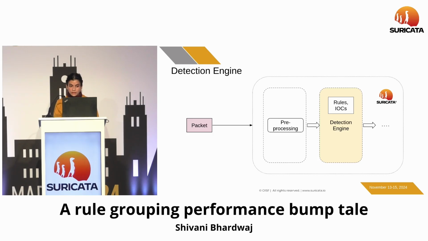So from a very brief and far overview, this is how the detection engine would go. A packet comes to Suricata. There is some pre-processing that happens to the packet. The packet goes to the detection engine where it is matched against some rules and indicators of compromise. Then the later processing happens as configured.